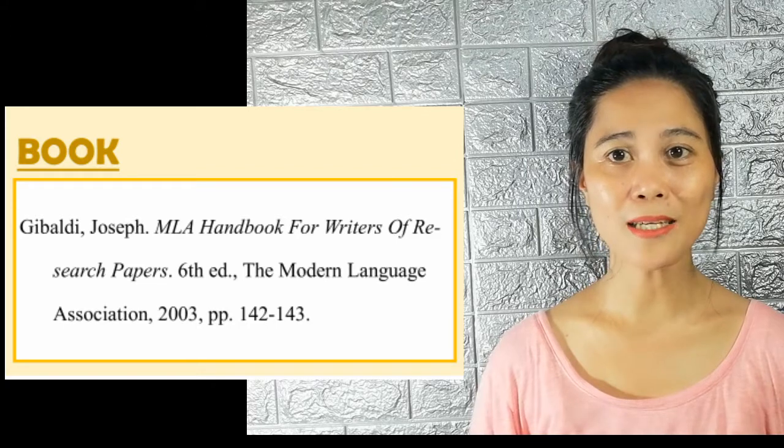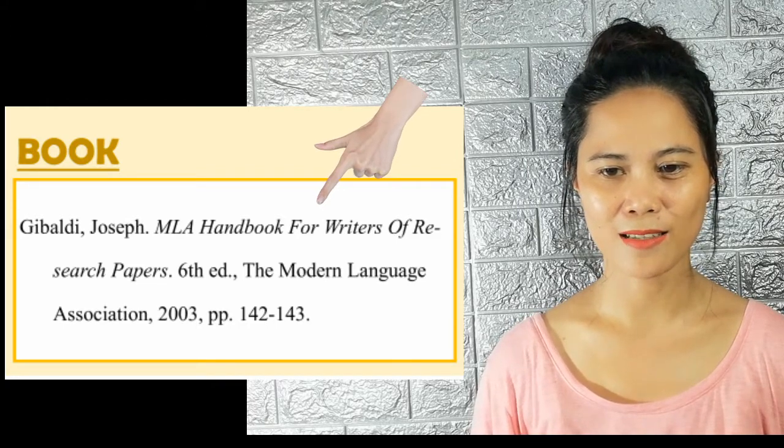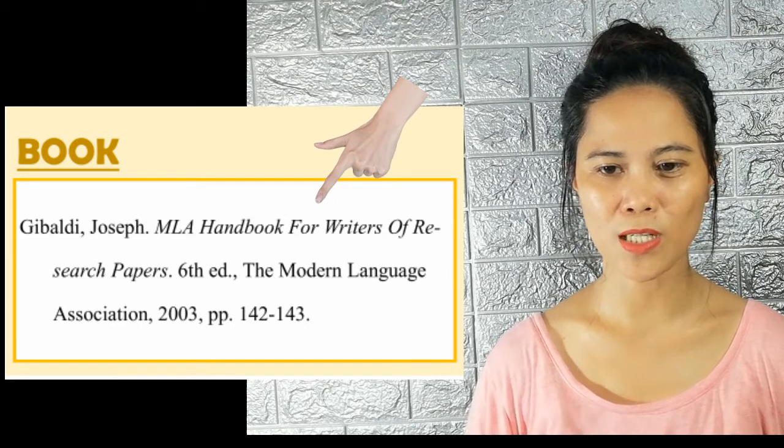Okay, so if it is a book, the title of the book is italicized. See, so in the previous sources that I've shown you, in the website, what is italicized is the name of the website, the name of the blog, they're italicized. Okay, what do I mean italicized? They're set in italic. The letter I in your Word document.